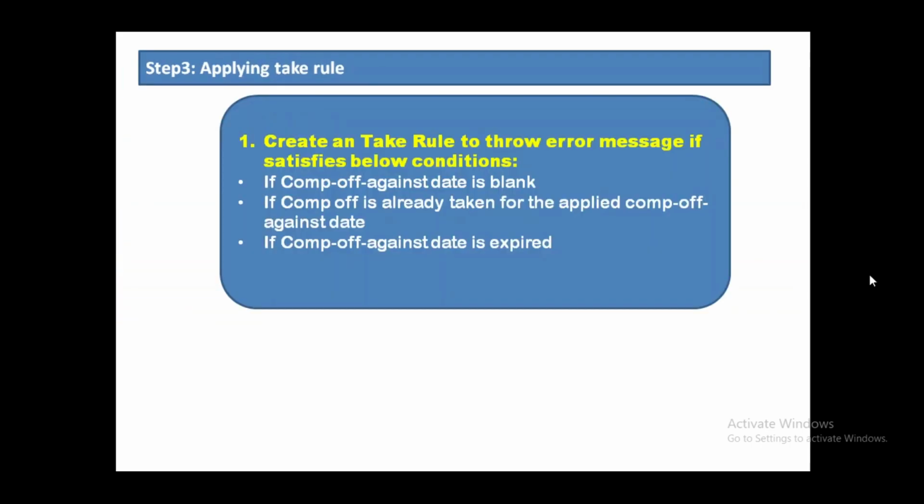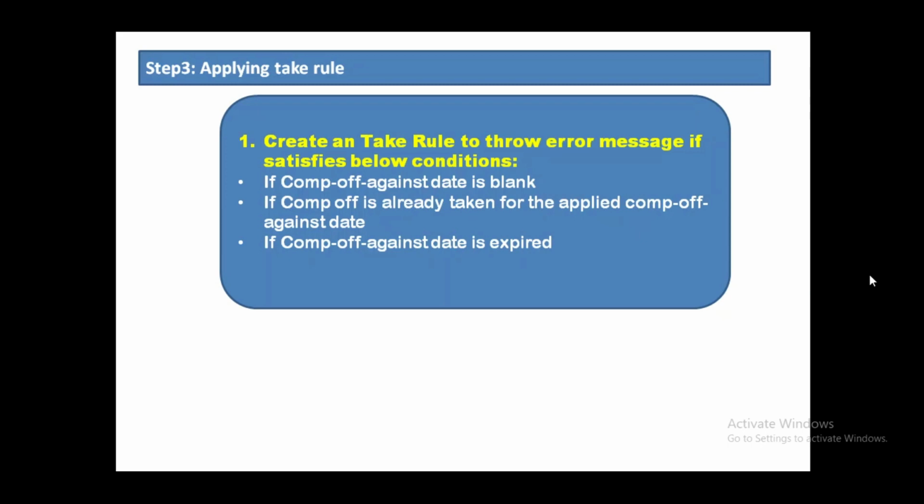Then step 3, create a take rule to throw an error message if the below conditions are satisfied. When an employee is going to take the comp off, one custom field we have to create for that, and that custom field will hold the date against which non-work date the employee is going to take the comp off. That means suppose the employee has worked on 1st Jan 2018 and 1st Jan 2018 is a holiday as per that employee's holiday calendar. So the employee is going to take one comp off against that day.